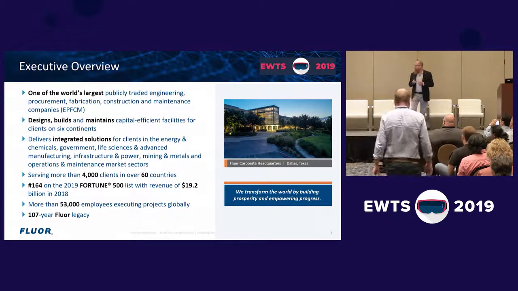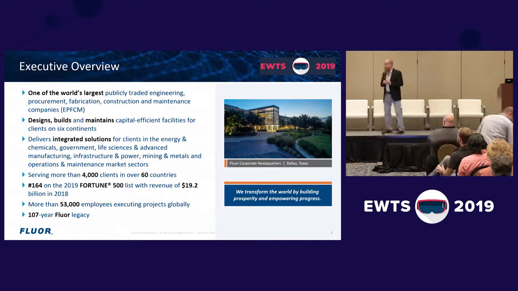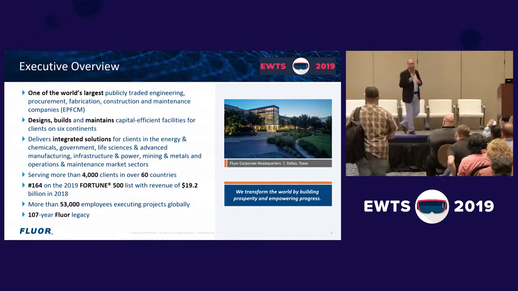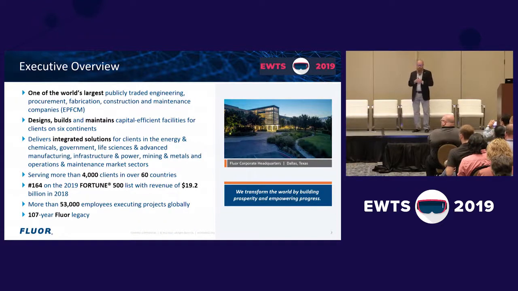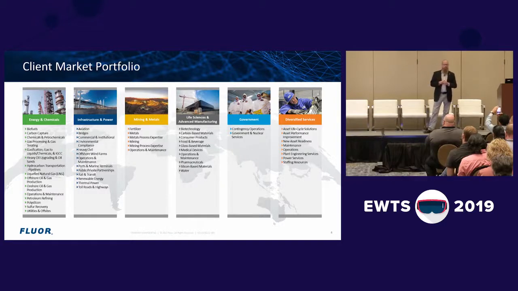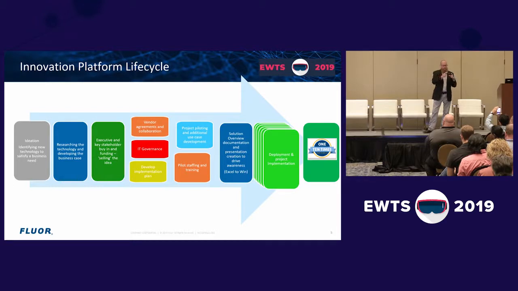If you're unfamiliar with who Fluor is, we're one of the largest engineering, procurement, fabrication, construction, and maintenance companies. We're globally based on all continents, 4,000 clients, 60 countries. We're top 164 on the Fortune 500, and we're going on our 107th year. Multiple business lines: we support energy and chemicals, infrastructure and power, mining, life sciences, government, and diversified services. With my global role, I really make contact with all these different business lines, understand their needs, and just as Stephen was saying, kind of have our own internal group around visualization that supports these projects.